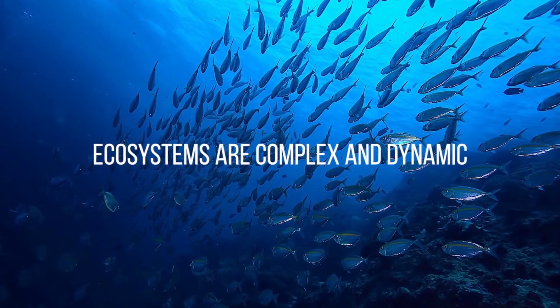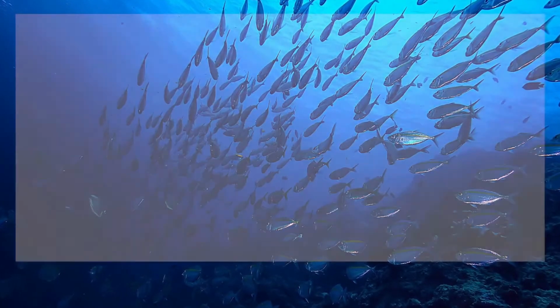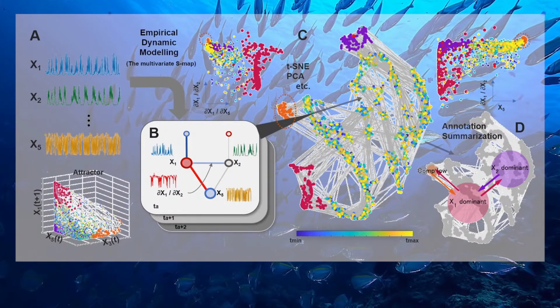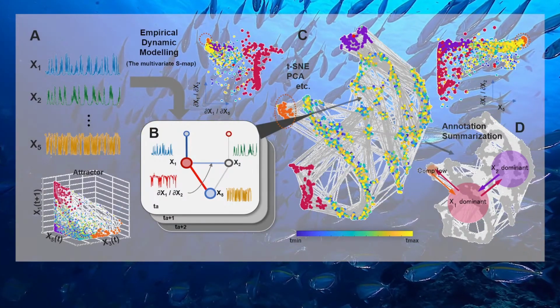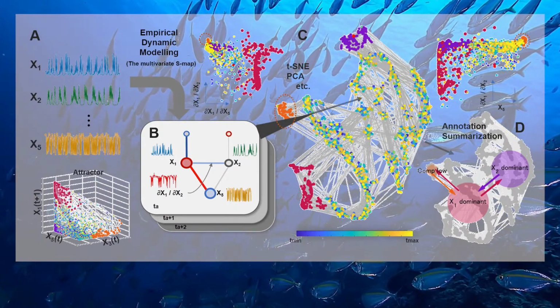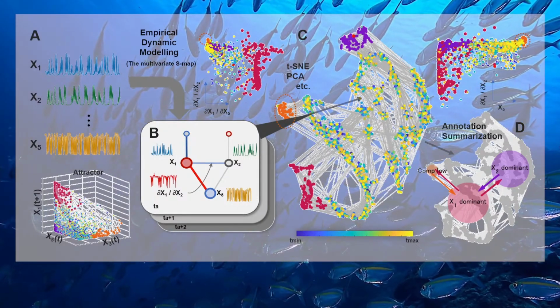Ecosystems are complex and dynamic. To investigate the dynamic nature of ecosystems, we have developed a prototype of a visual analytics system based on empirical dynamic modeling, EDM. EDM is a set of analytical methods rooted in nonlinear state space reconstruction. Integrating EDM with dimensionality reduction, brush-linked visualizations, and visual summarization support understandings of ecosystem dynamics.